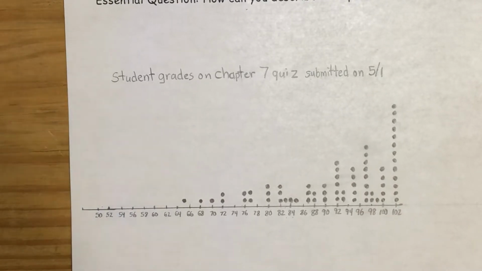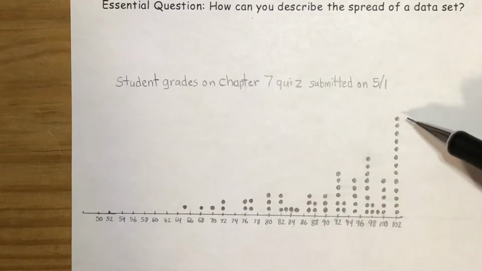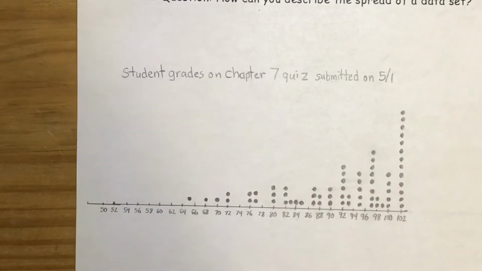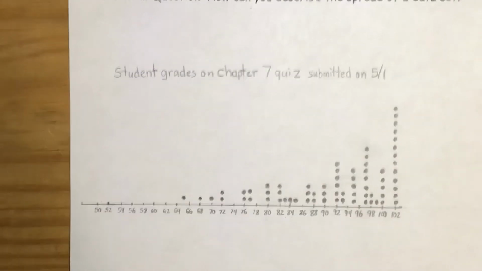Now, looking at this data, again, we can see exactly what the most popular answer was. We can count to see exactly how many students scored a perfect score. Now, with this dot plot, because it's the raw data, we know everyone's score. We don't know who scored which score, but we do know everyone's score.